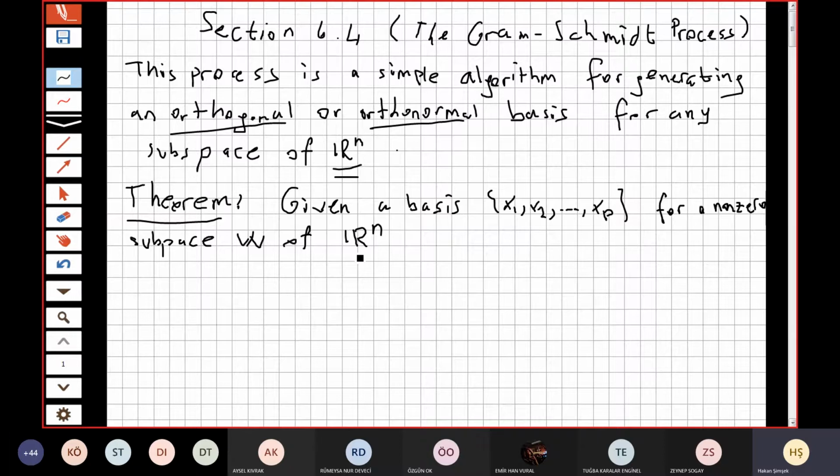We cannot use this process, for example, for the set of all polynomials of degree at most n. This is another vector space, or the set of double infinite sequences, and so on. The set of matrices, for example. This process is useful just for the subspace or the vector space Rn, real vector spaces. So we define the following vectors.